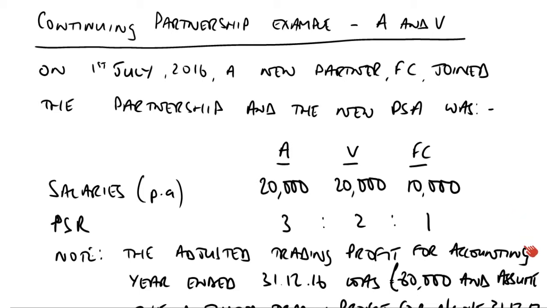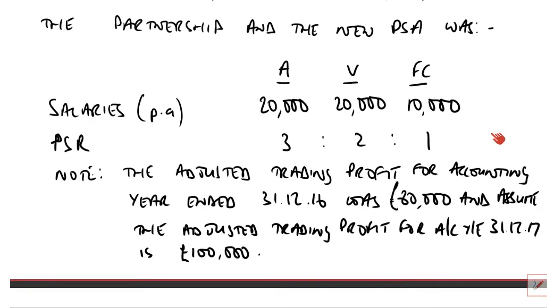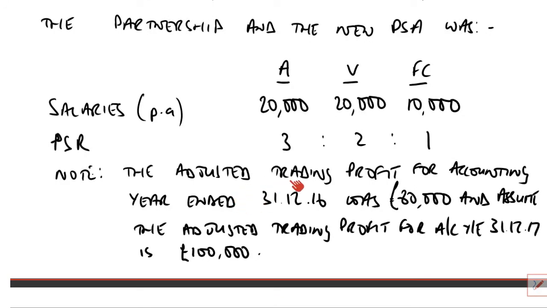Okay, let's just remind you now of, in our previous session, the example that we had, where the adjusted trading profit for the accounting year ended December 16 was £80,000. Now, if you haven't got the example to hand, don't worry, £80,000. And assume that the adjusted trading profit for the accounting year ended December 17 is £100,000. So year ended December 16, the partnership tax-adjusted trading profit is 80,000, and we'll assume for the year ended December 17 that that's gone up to a tax-adjusted trading profit of £100,000.